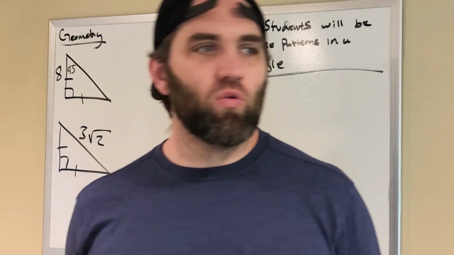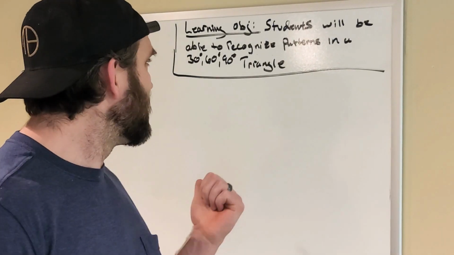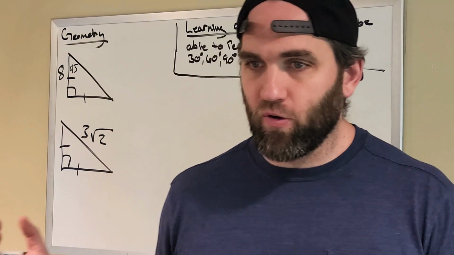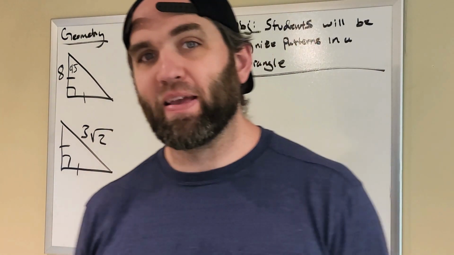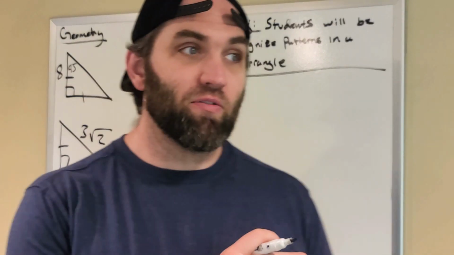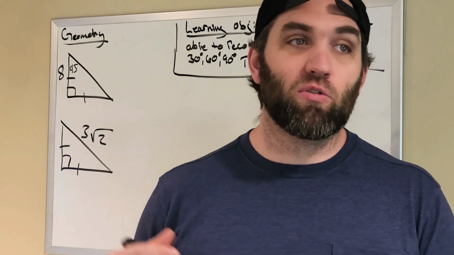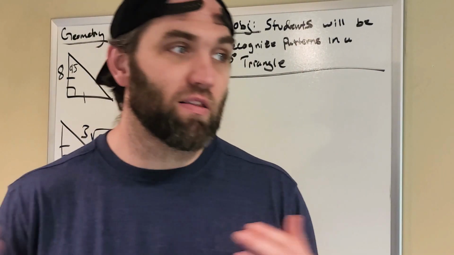Welcome back to day 2 of week 9, where we will be going over 30, 60, 90 triangles. First things first, just as I always do in the beginning, let's go quickly over what's going on this week. Yesterday we did 45, 45, 90 triangles and looked at the sides. Today we're doing 30, 60, 90 triangles. We're going to look at the sides.